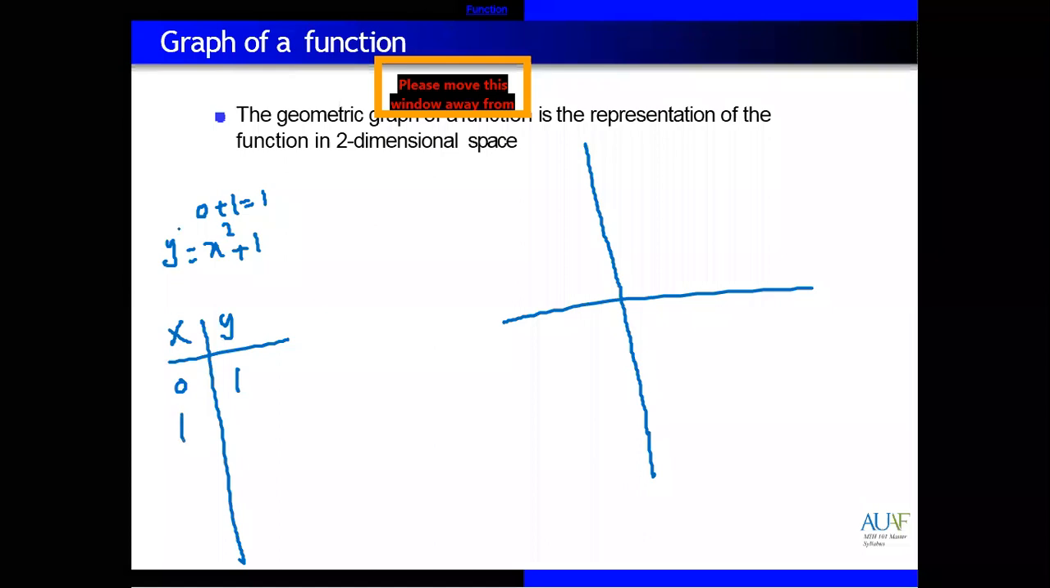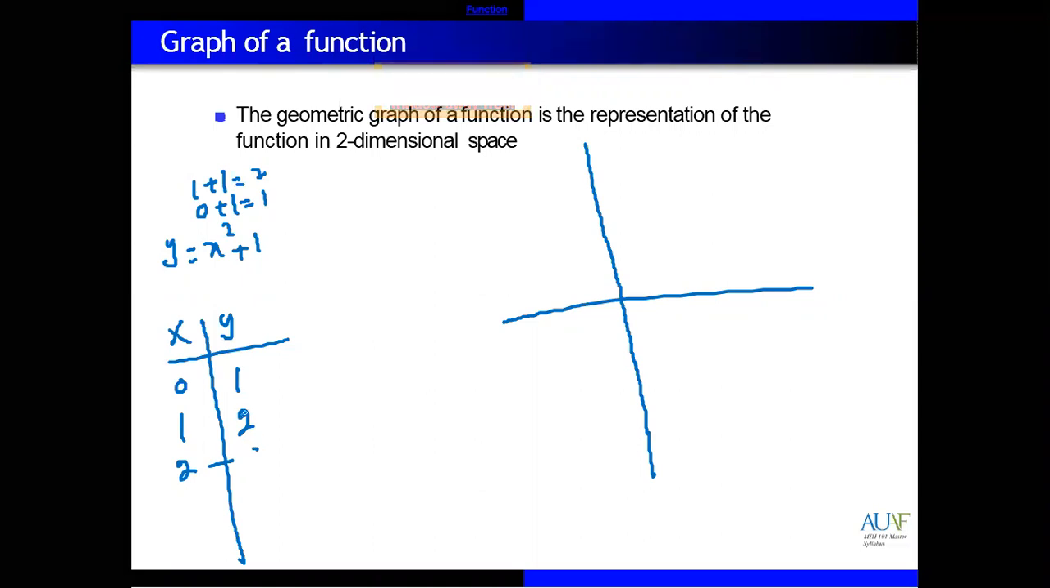When x is 1, 1 square is 1, plus 1 equals what? 2. When x is equal to 2, then y is 5. When x is equal to 3, 3 square is 9, plus 1 equals 10. When x is 4, 4 square is 16, 16 plus 1 is equal to 17. These are for positive values.